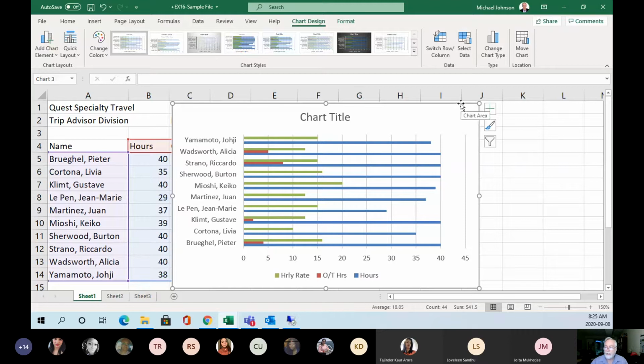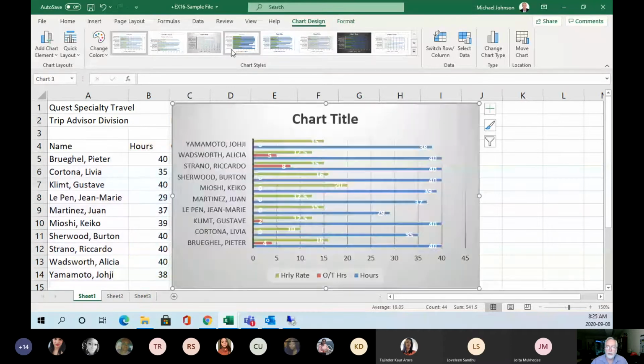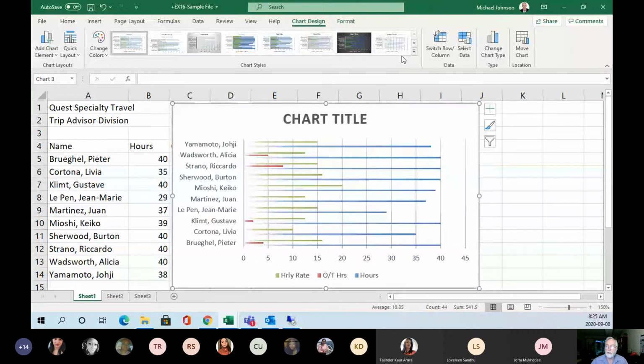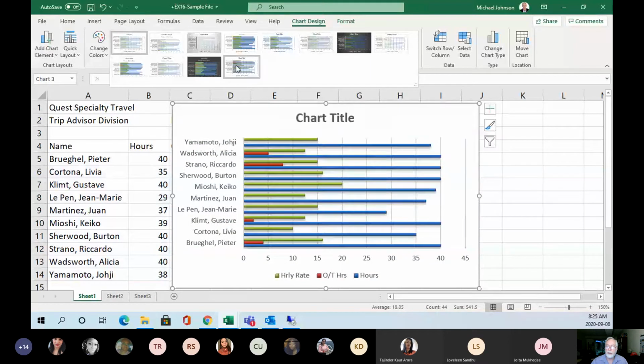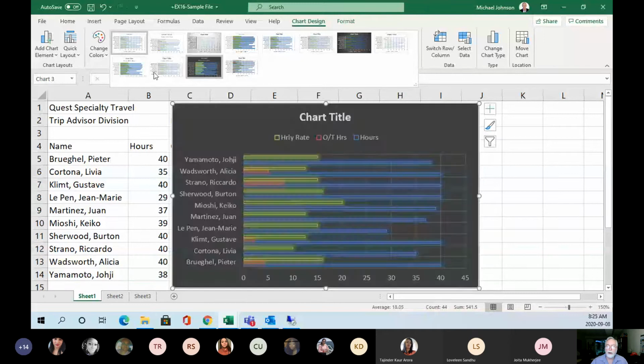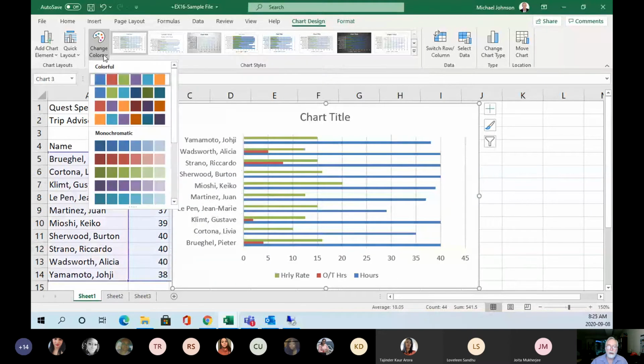So what if I don't like this particular one? Well, I can come up here to where it says chart design, and I can decide I would prefer a different kind of variation to this chart. There are many different styles, by the way, that I could choose from if I was inclined to choose a different style. However, I can even change the colors that I'm using, different color variations.